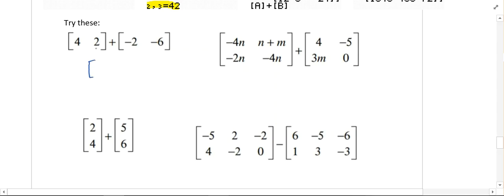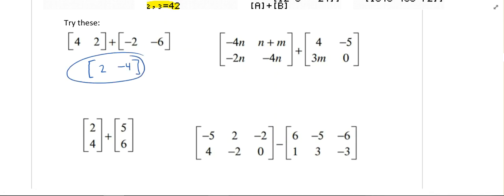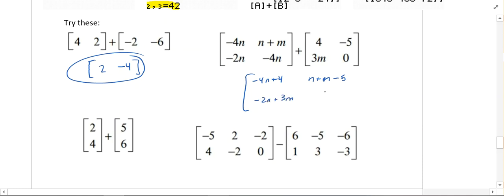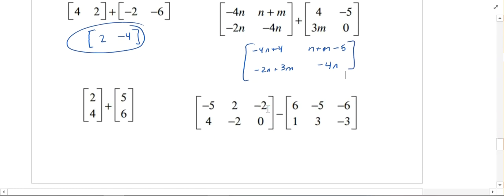So I'm going to add here 4 and negative 2 is 2. And 4. I'm going to add here, oh, I have some variables. So negative 4n plus 4, I have no like terms, so I'm just going to leave the expression. n plus m minus 5, negative 2n plus 3m. See, you're all intimidated by this one, but it really wasn't much at all because there's no like terms.